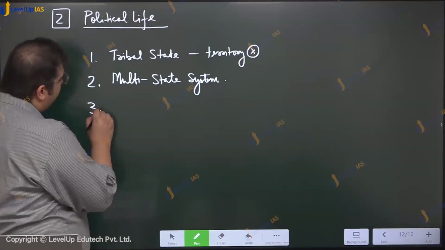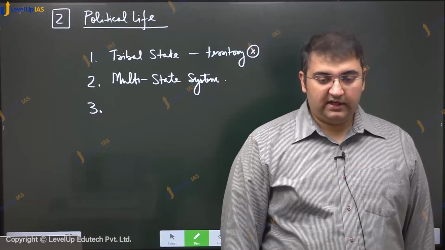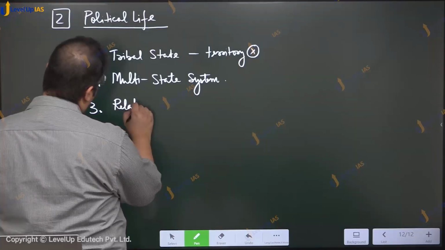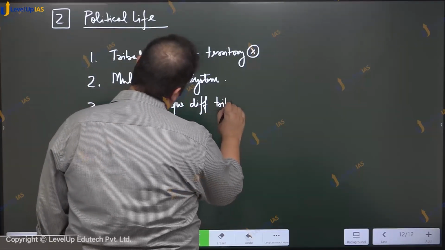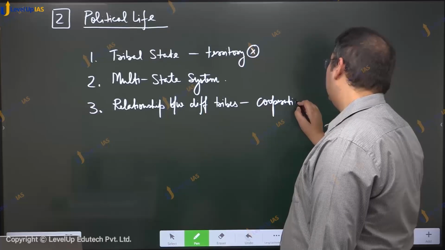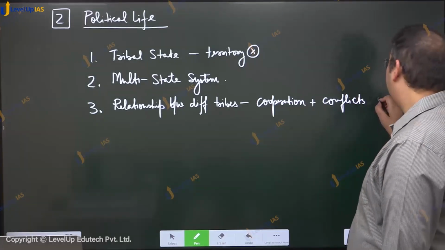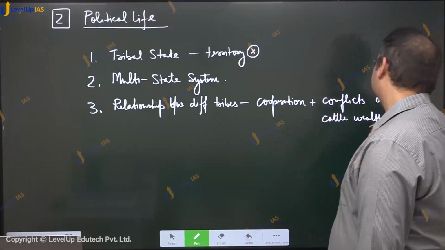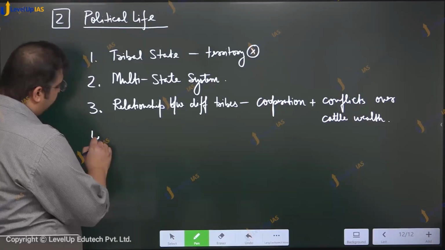What was the nature of the relationship between these different tribal states? Was there conflict or not? There was, and cooperation was also there. So the relationship between different tribes was characterized by cooperation and frequent conflicts over cattle wealth primarily. Okay? What was the basis for political organization?